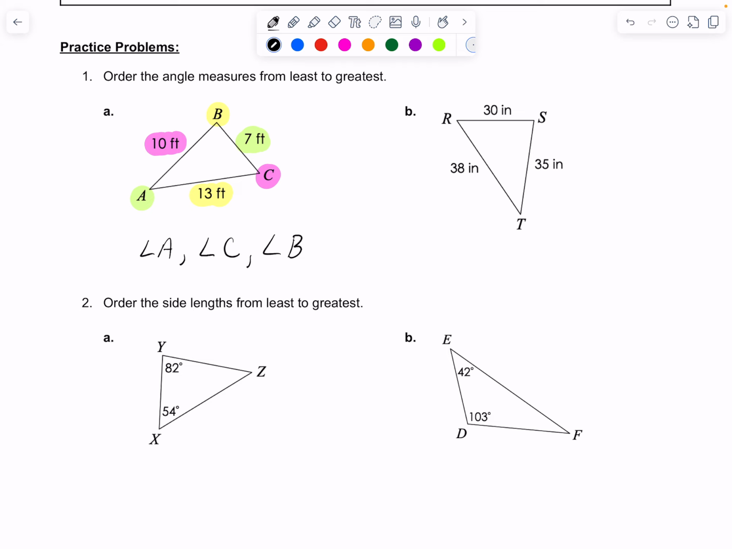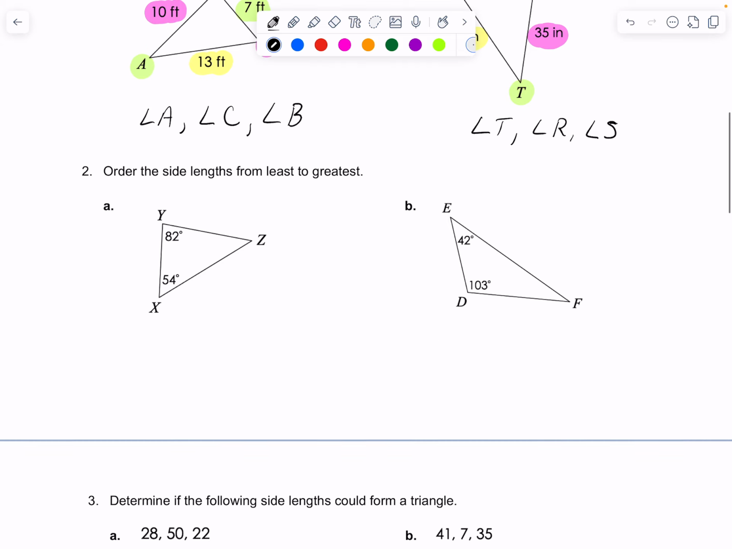So we can do a reverse of that. We'll still do least to greatest, but this time we'll start with the smallest one of 30 inches. So angle T is going to be the smallest one. Then my next largest one is going to be 35 inches, which is angle R. And finally, the largest side length is 38 inches. So angle S, which is across from that, is going to be our largest angle. Oops, sorry about that. All right, so that is 1A and 1B completed.